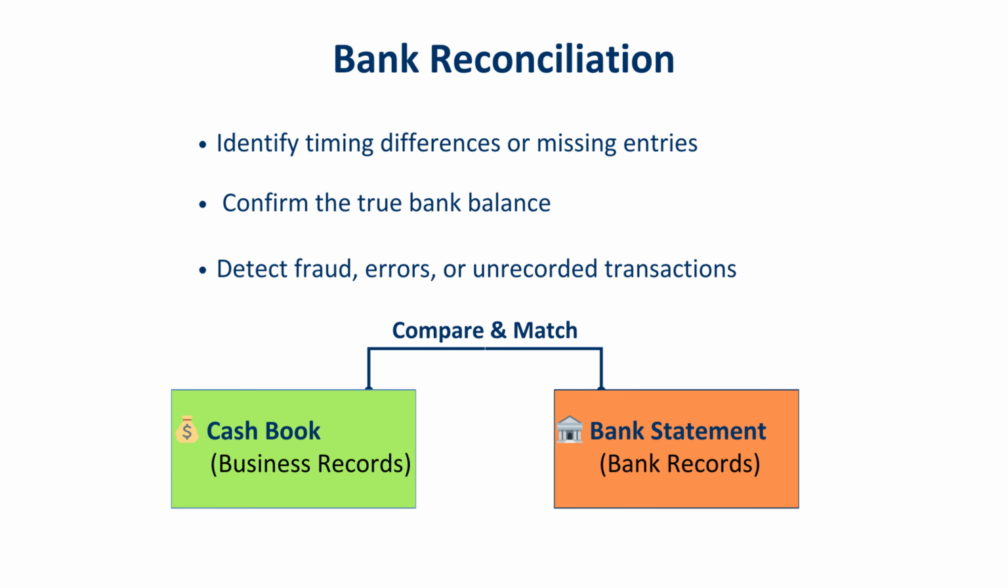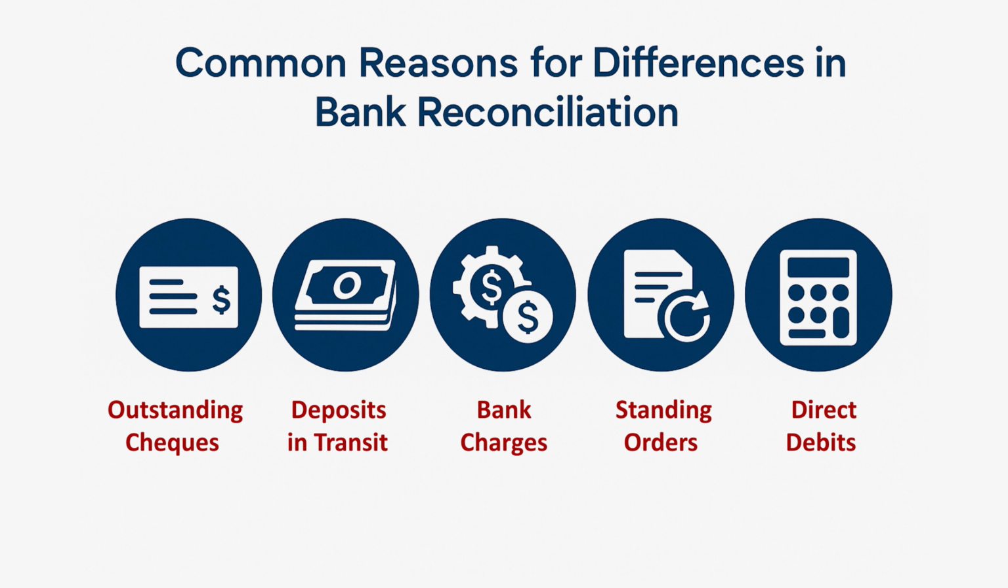The main purposes are to spot timing differences or errors, to confirm the real balance available in the bank, and to detect fraud or missed entries before they become bigger issues. It's completely normal for the cash book and bank statement not to match exactly at first. There are many legitimate reasons for this, and understanding them helps you reconcile accurately.